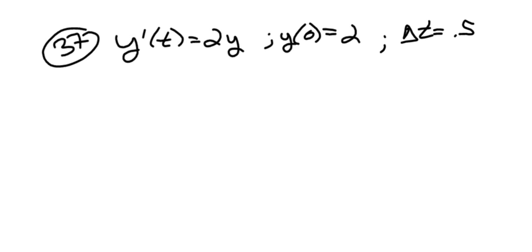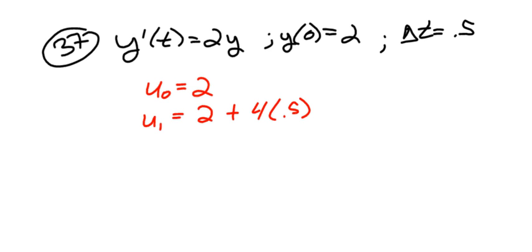U sub naught is given to us when we plug in 0 into the function. They're saying initial, so we should have a value of 2. So we're going to use that 2 to plug in for our next Euler's method. For u sub 1, we do u sub naught plus, and if we plug 2 back in, we get a slope of 4 times the delta t. So that one comes out as a value of 4.